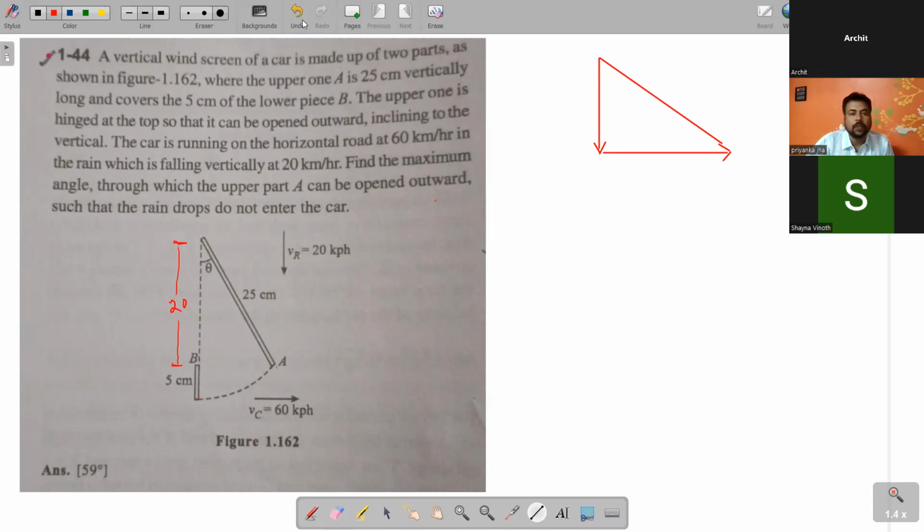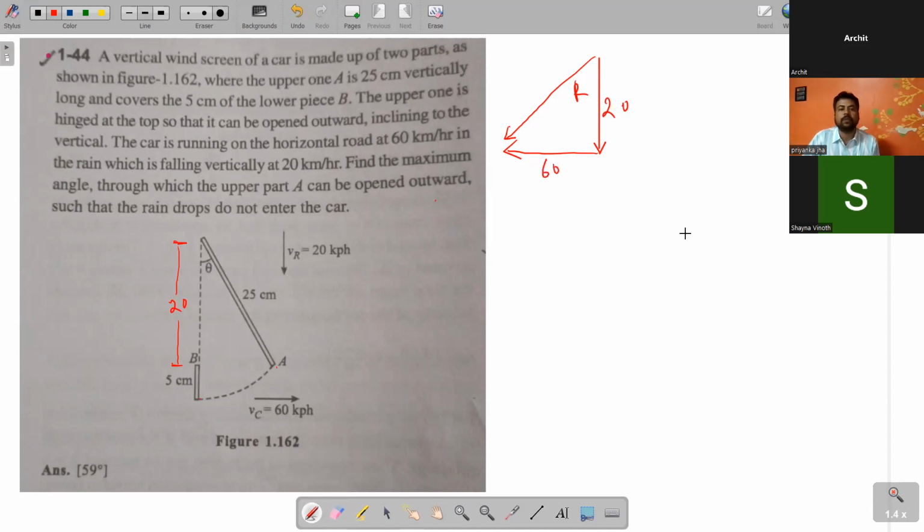So how do you find it? If you sit in the frame of car, this is car and this is rain. What will you observe? You just have to reverse the velocity of car and add it to rain. So that would be the direction of the rain with respect to car. So that's how rain will fall. This is 20 and this is 60 km per hour.